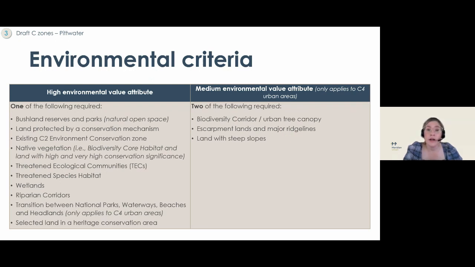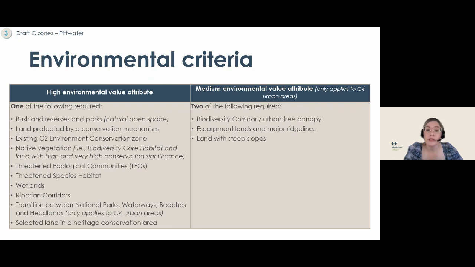This included both high value environmental criteria and medium value environmental criteria. High value environmental criteria identifies land with high ecological values or the greatest biodiversity and number of species that should be conserved and protected. This includes land with bushland reserves and parks, existing C2 zone land, biodiversity core habitat areas, which is generally large expanses of relatively intact native vegetation, or land with high to very high conservation significance, threatened ecological communities and threatened species habitat, wetlands and riparian corridors, selected land in a heritage conservation area with high environmental value, and transitional areas between high conservation value land, so things like national parks, and low residential density land in urban areas.